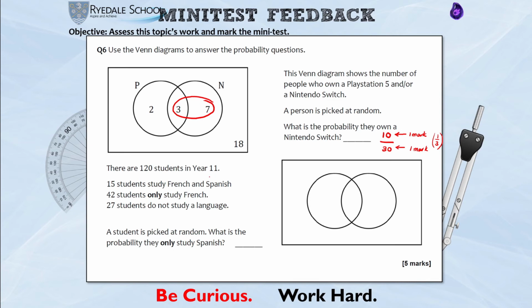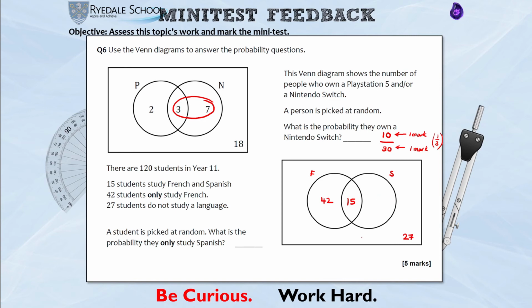Let's look at the other Venn diagram. There are 120 students in year 11, and we need to populate the Venn diagram with French and Spanish. 15 students study French and Spanish. That is the intersection. 42 students only study French. That's this section here. 27 students do not study a language. They are on the outside.